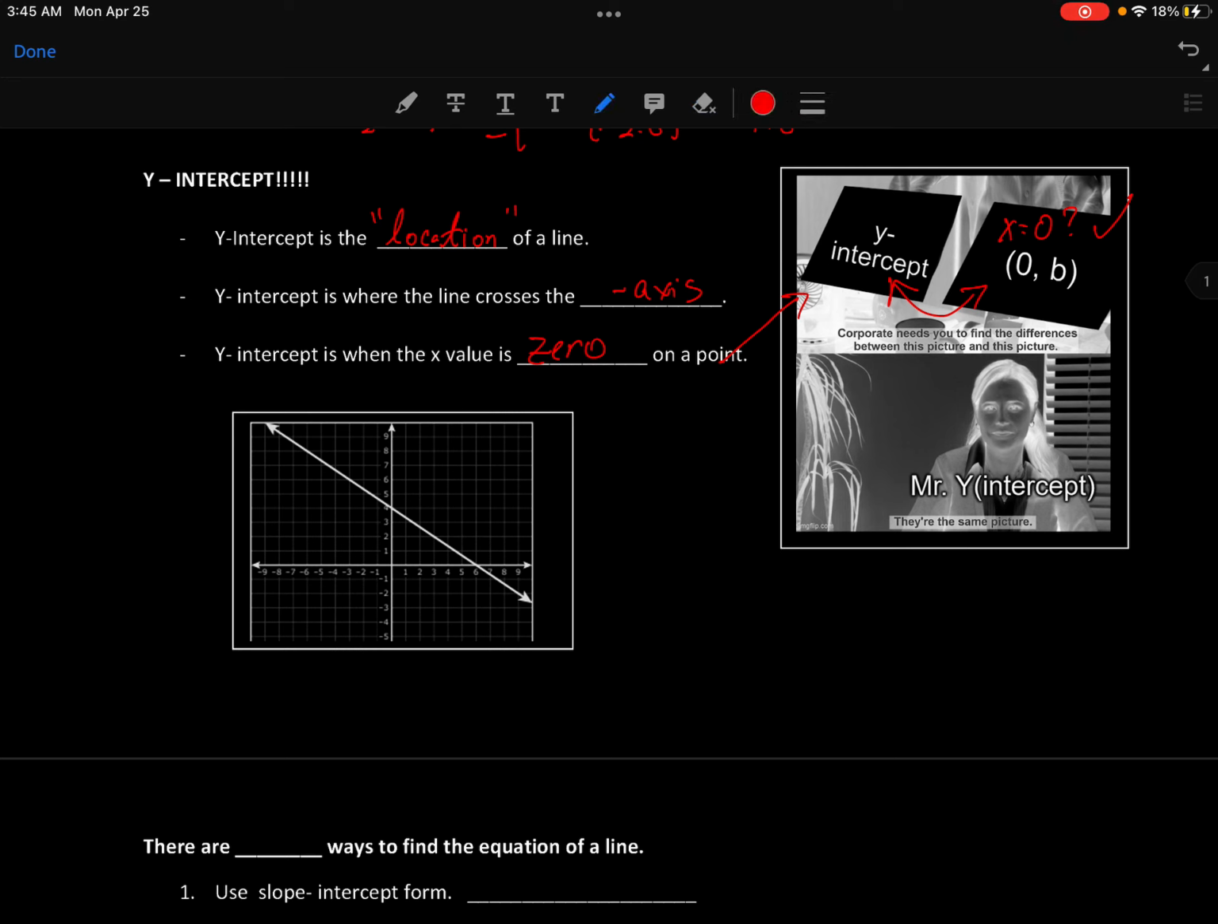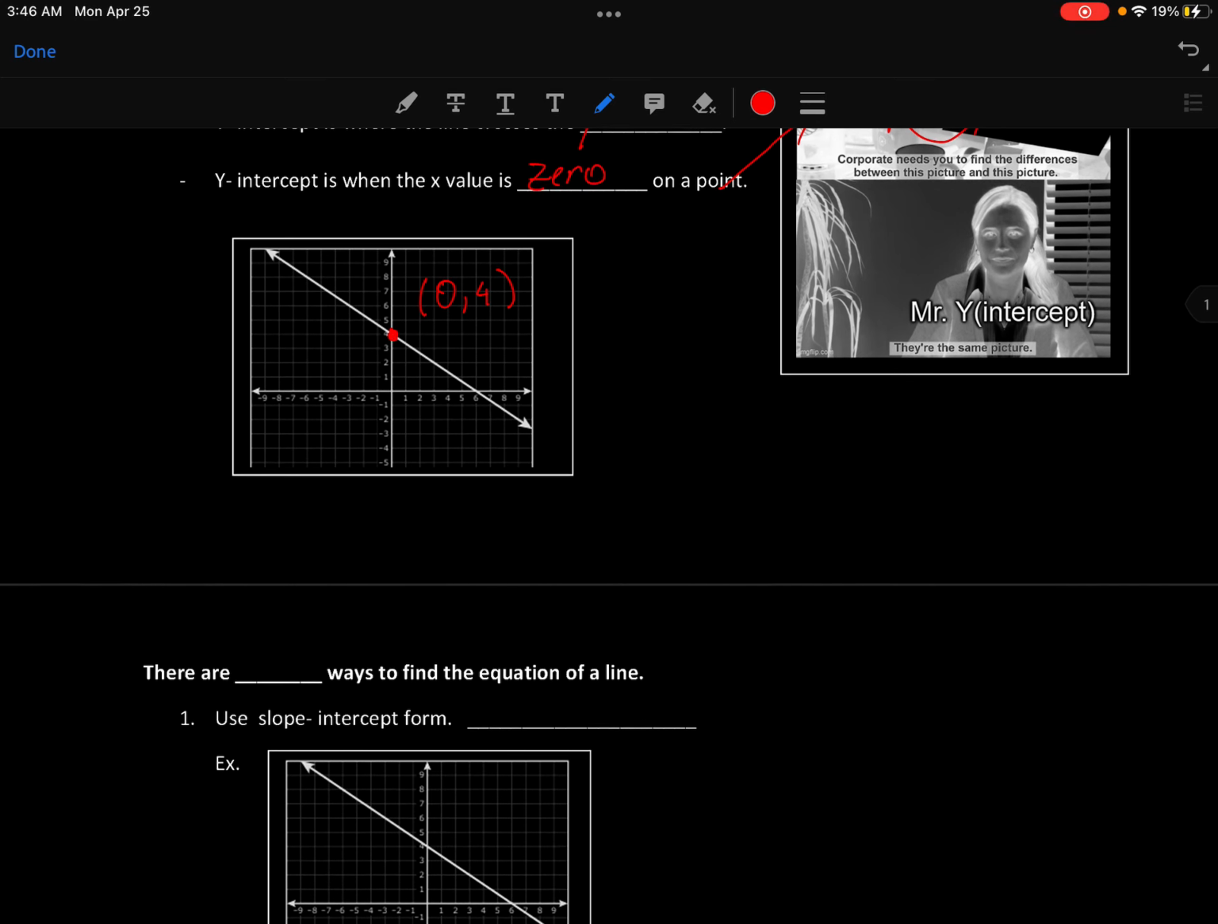Now, the y-intercept here is when, I messed up. Y-intercept is where the line crosses the y-axis. My bad. So in this case the y-intercept is here. Therefore, the y-intercept is 0, comma 4. Boom, super simple. That's how you find the y-intercept on the graph.